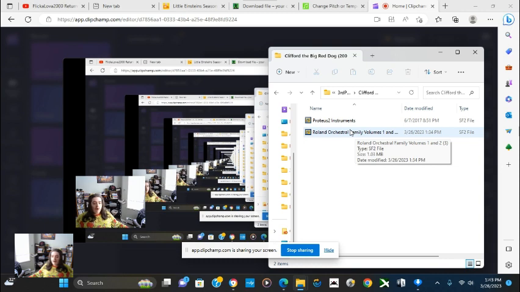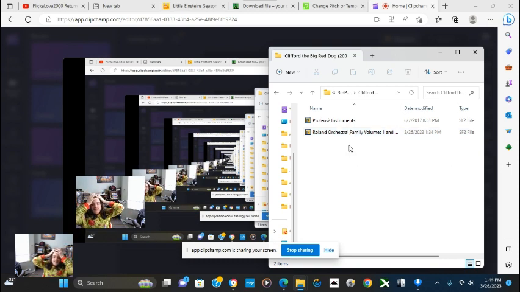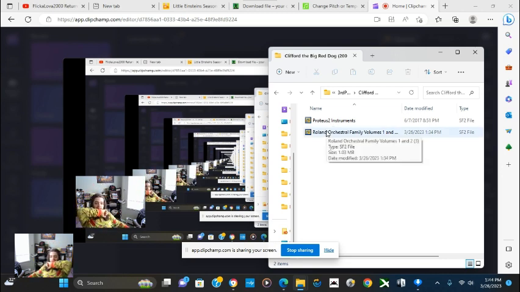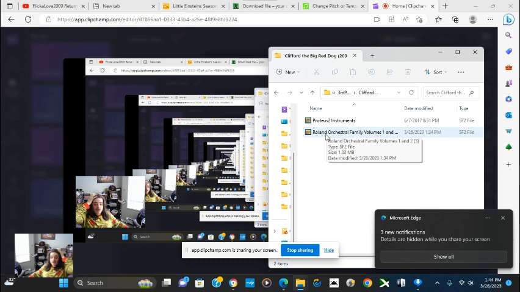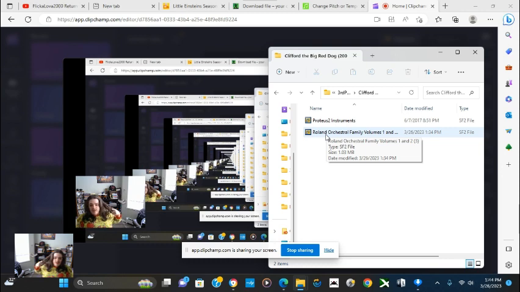It's called the Roland Orchestral Family Volumes 1 and 2 sound font. There is basically one instrument they used for the Roland Orchestral Family Volumes 1 and 2 sound font, and that is, of course, the tuba sample that is usually heard, especially in season 1 of Clifford the Big Red Dog, usually whenever Clifford appears on scene, whenever that signature tune plays, except the tuba from the Roland Orchestral Family Volumes 1 and 2 sampler to play.